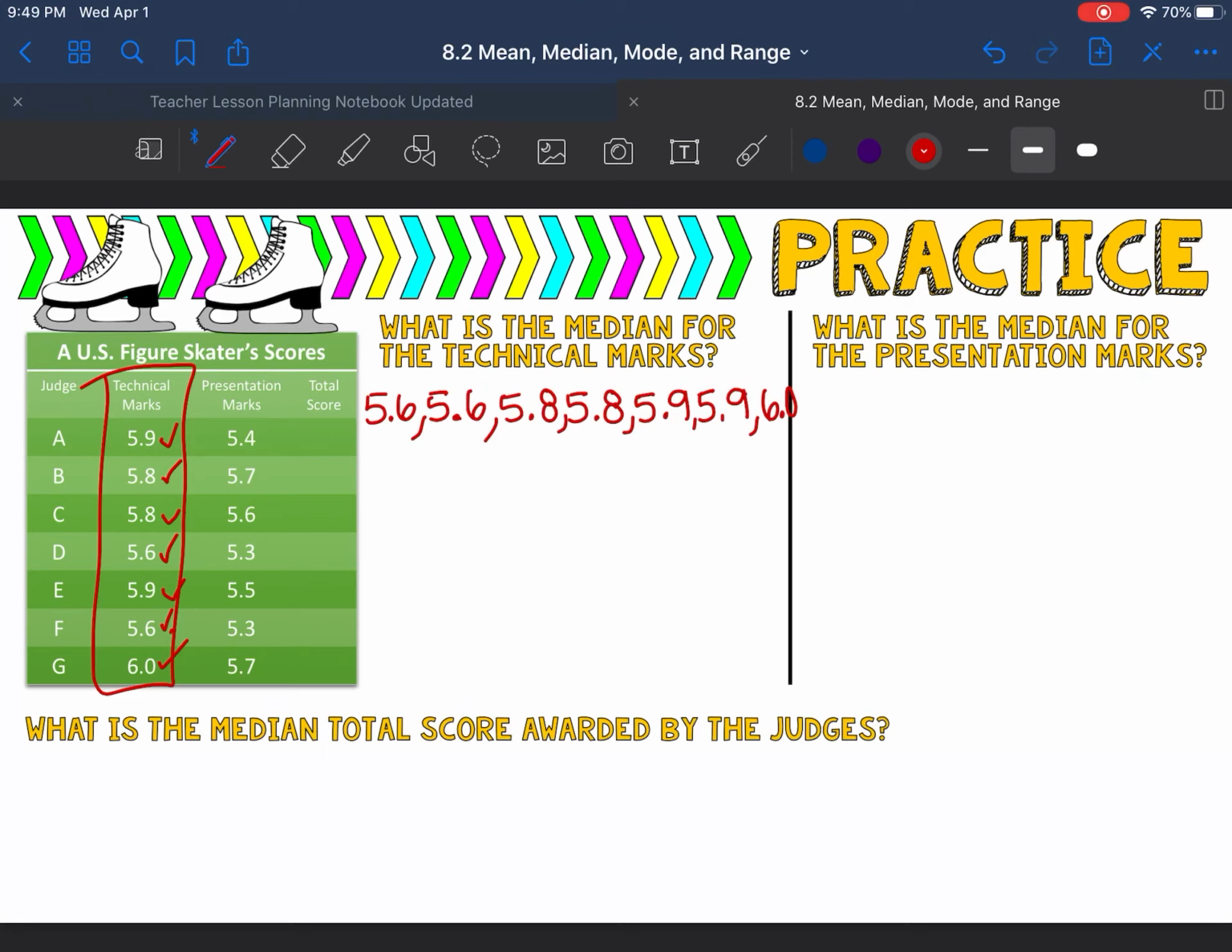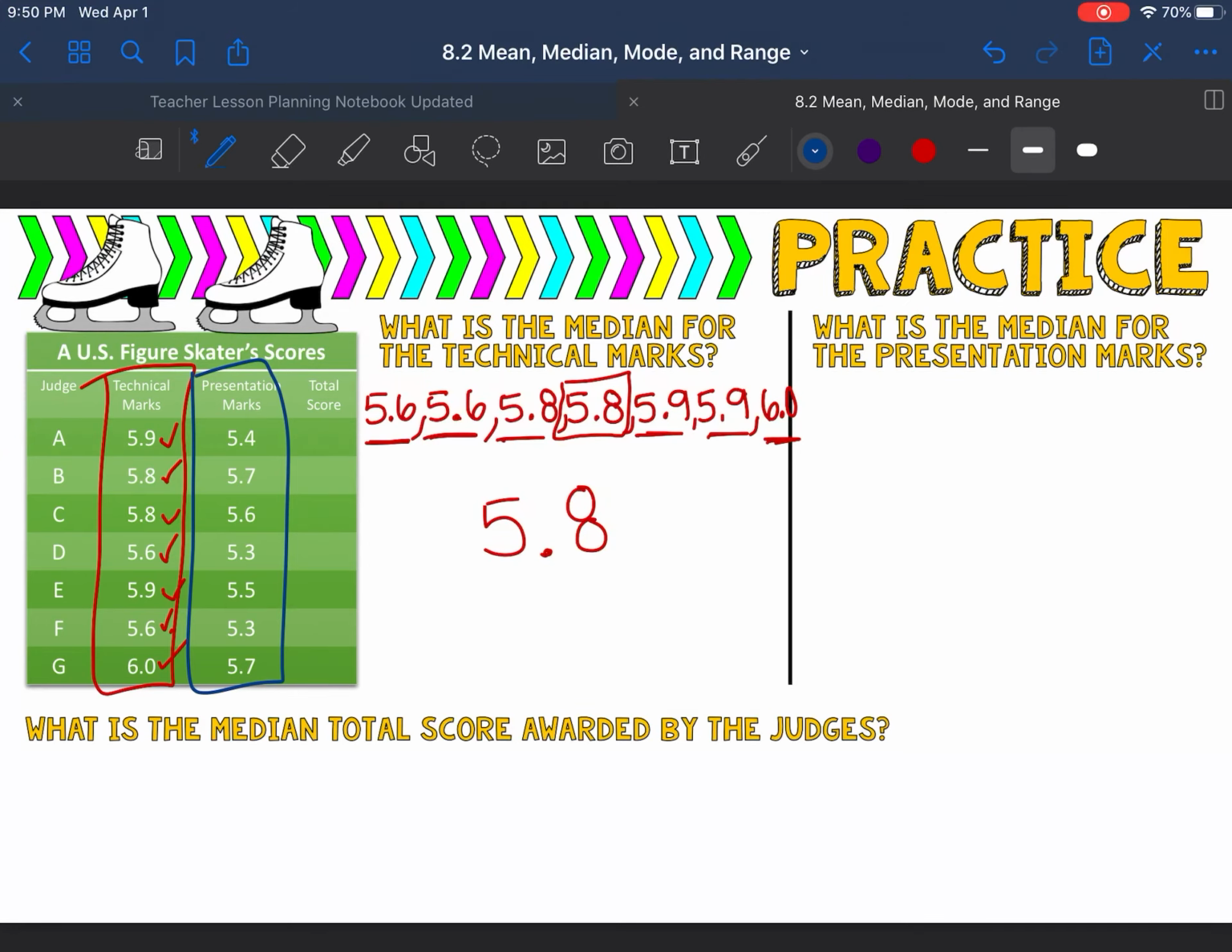So now what I need to do is figure out what number is in the middle. Like I said before, I'm going to go one number in the front, one number in the back. I like doing this a little better because it's a little less math for you. And for some reason I find that going first to back, first to back is kind of fun. So what is my median for my technical scores? It is 5.8.